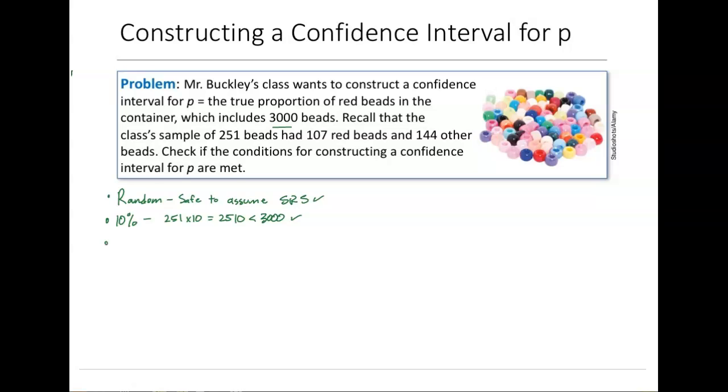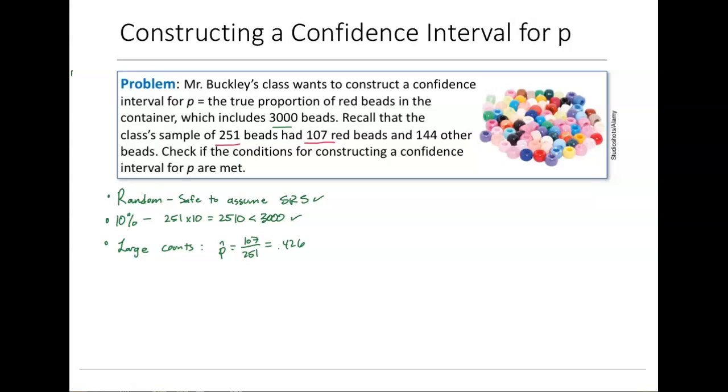Now, for large counts, I need to know my p hat value. Let's break out the calculator. We're looking for the proportion of red beads. We had 107 red beads out of 251 beads. So what's our p hat value? So what's 107 divided by 251? About 0.426. Great. So that's our p hat value. So that's what we're going to use to check large counts.